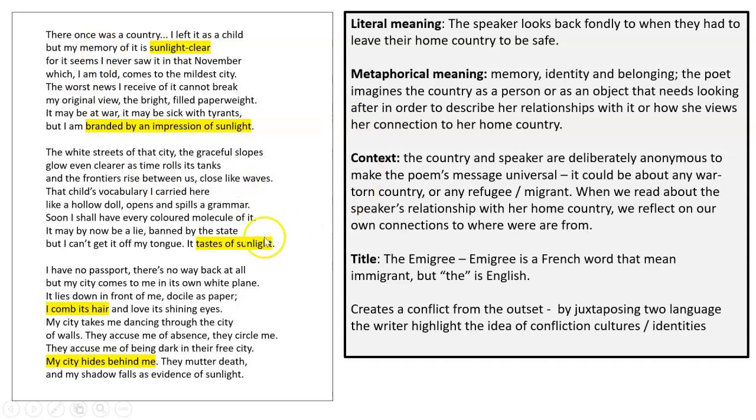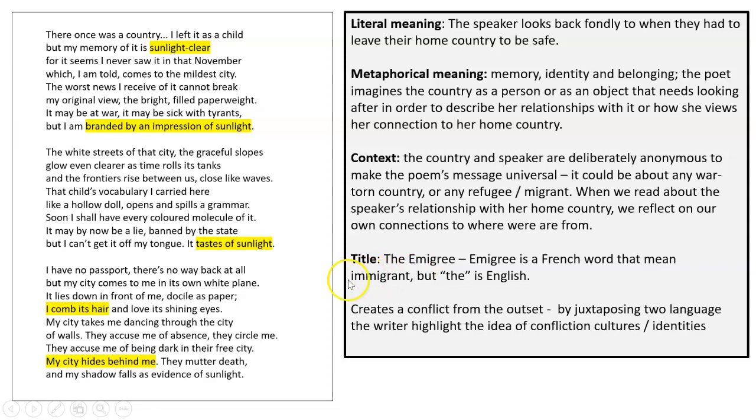Now, in terms of context, there's nothing really specific here. The country and the speaker are deliberately anonymous, and that makes the poem's message very universal. It could be about any war-torn country or any refugee or migrant. So when we read about the speaker's relationship with her home country, we're also maybe encouraged to reflect on our own connections to where we are from, because there's nothing specific that ties it to a particular time or place.